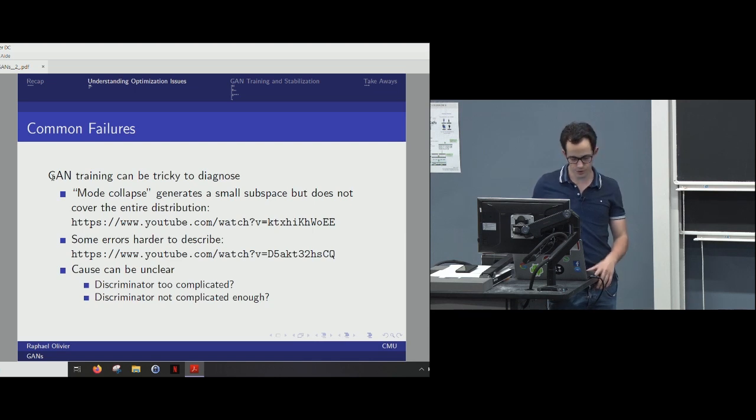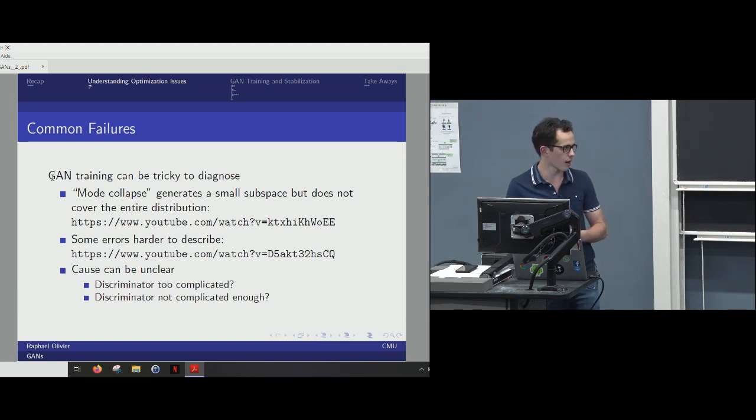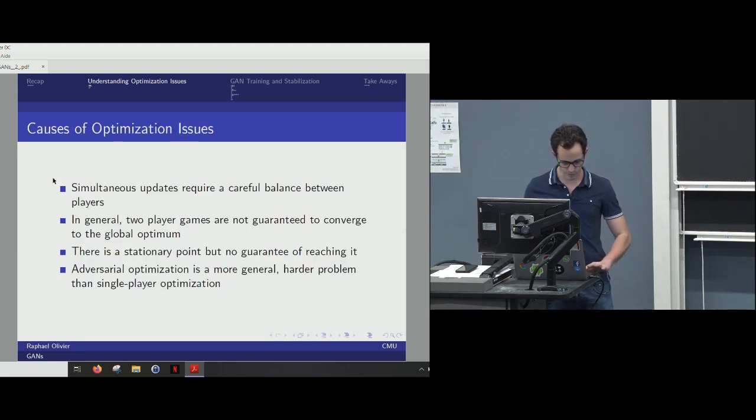You may argue that the discriminator is too complicated, or that it's not complicated enough, so you need to, like when you train your network as you used to, try different things, check your hypothesis on what's going wrong, try reducing the size of something, see if your hypothesis makes sense, tune a bunch of hyperparameters, etc. It's just more difficult here.